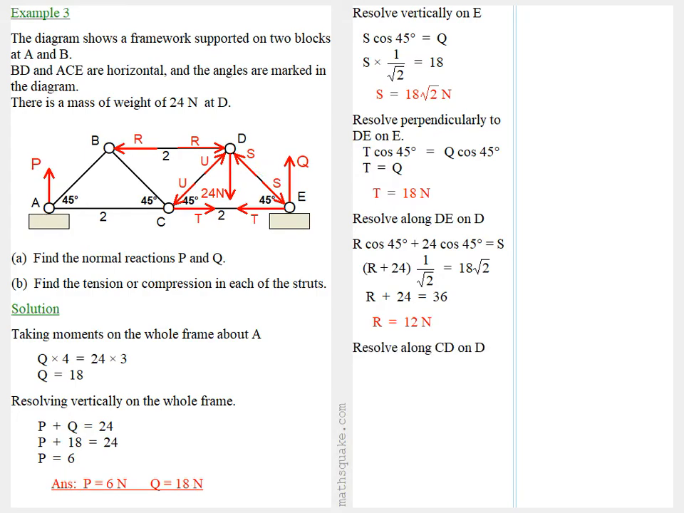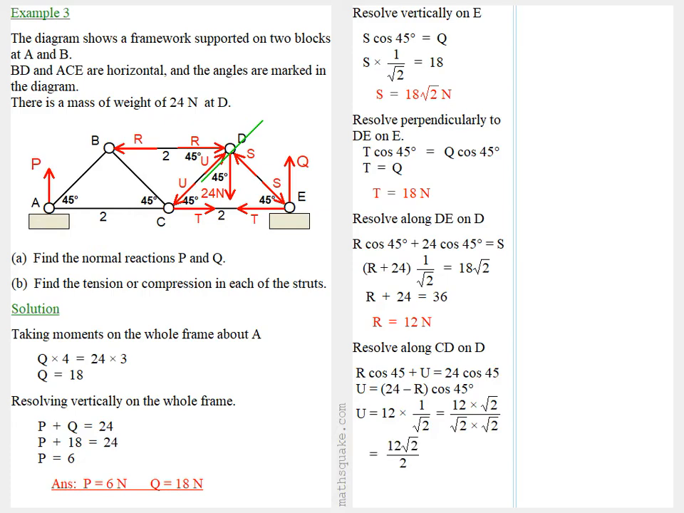Now if we resolve along CD on D, we get, going up, R cos 45 plus U equals, coming down, 24 cos 45. So that gives us U is equal to 24 cos 45 minus R cos 45, or 24 minus R times cos 45. So U is equal to 12 times 1 over root 2, and we can rationalise the denominator by multiplying top and bottom by root 2, so we get 12 times root 2 over root 2 times root 2, which is 12 root 2 over 2, and that gives us U is equal to 6 root 2 newtons.